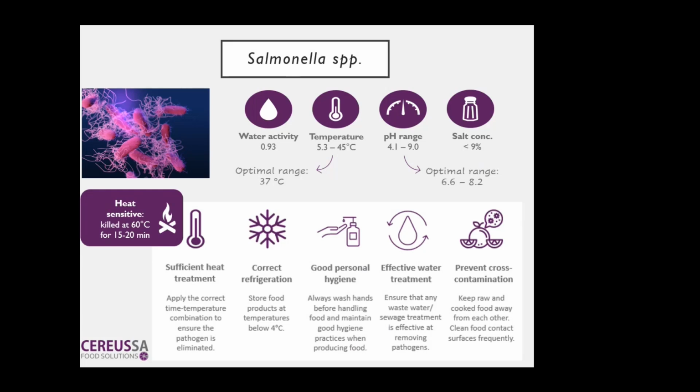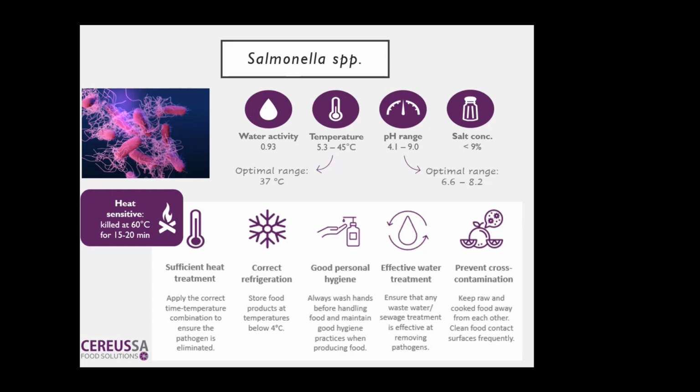Ensure that you store your product at temperatures below 4 degrees Celsius, where any potential Salmonella will not be able to grow and multiply. Ensure that you've got good personal hygiene practices and good manufacturing practices in your facility. And ensure that your water is effectively treated, that there's no contamination with sewage water or any other wastewater. Prevent cross-contamination, especially between raw and cooked food.